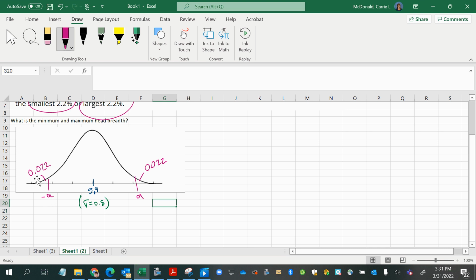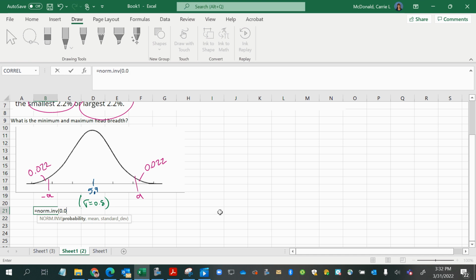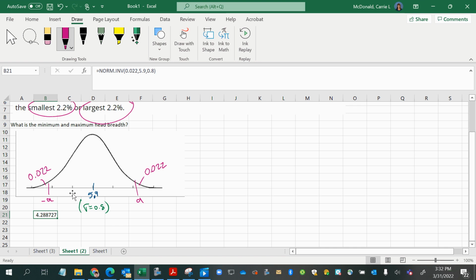And the easiest one to find would be the one on the left, since using Excel, we can use the norm.inverse function when we know a probability, and specifically a left probability, and we can use that with the mean of 5.9 and the standard deviation of 0.8, and that will quickly and easily tell us what the minimum is for the head breadth that separates the smallest 2.2% of head breadths.